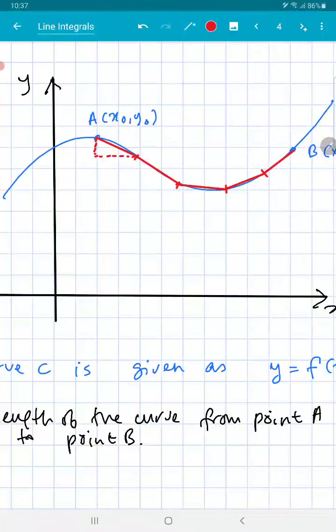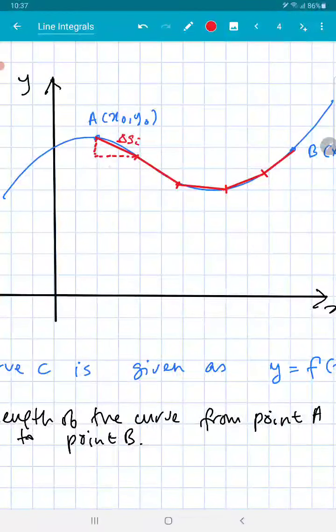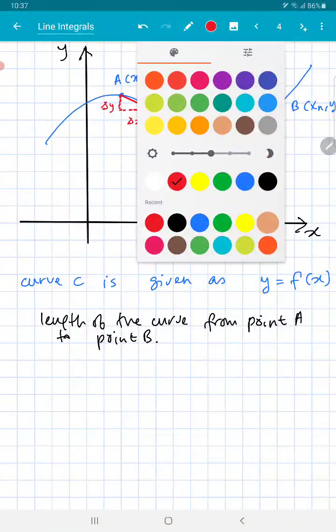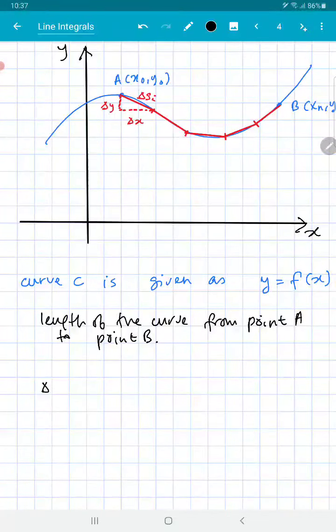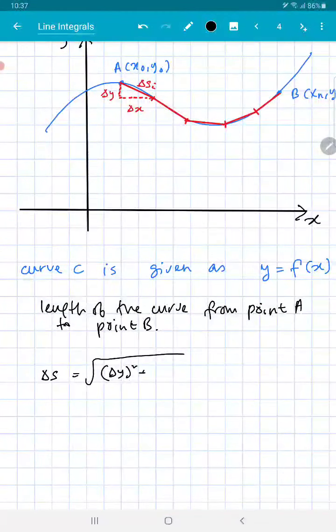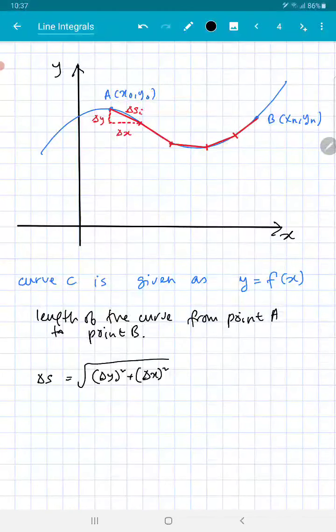Using Pythagoras theorem, I'm going to call this delta S1. Here this is delta X, and this length here is delta Y. Using Pythagoras theorem, we can get the length of the line segment delta S, which is equal to delta Y squared plus delta X squared, and then take the square root. That would be the length of this line segment.